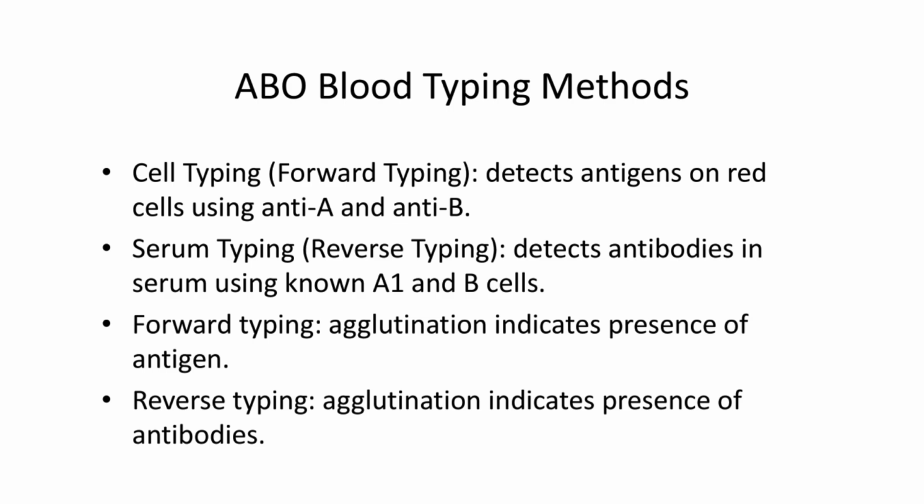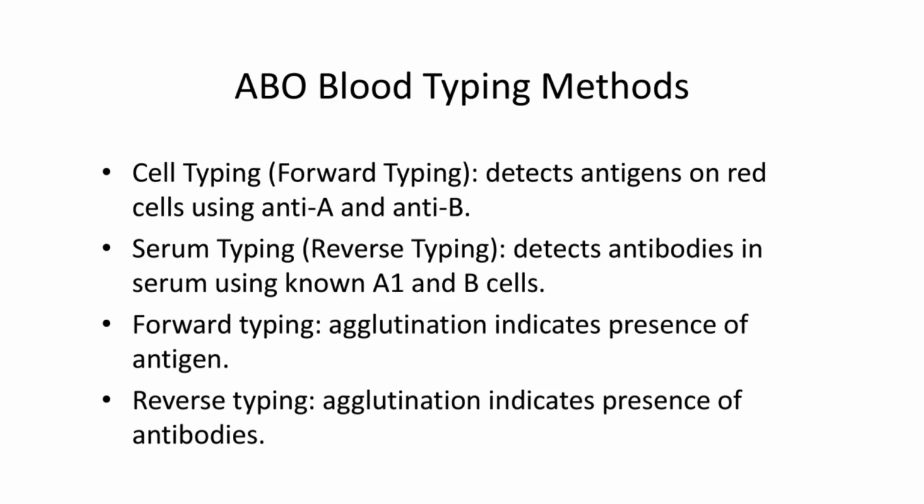Serum typing, reverse typing. Reverse typing focuses on detecting antibodies in the serum. It is also performed at room temperature, using saline suspended red cells from known group A1 and group B donors. However, the optimal reactivity of serum antibodies, specifically anti-A and anti-B, occurs at 4 degrees Celsius.